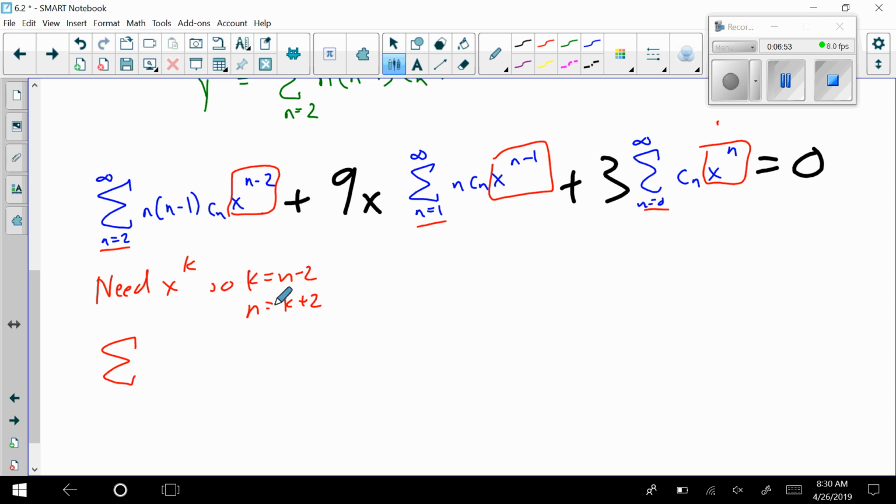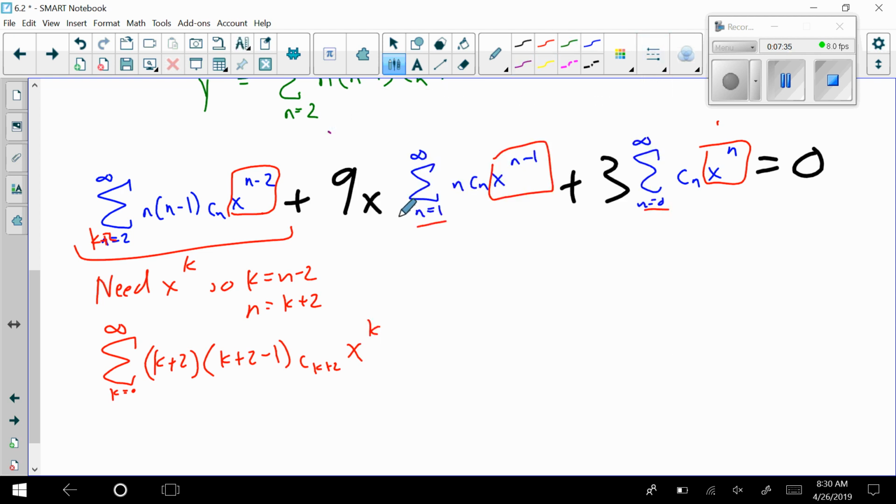Okay, the n becomes k plus 2, so it's k plus 2 times k plus 2 minus 1, c sub k plus 2, x to the k, right? And then if I do a little bit of work just right here, it's k plus 2, which means the new index for k will be k equals 0 to infinity. Okay, that's this first section, if I try to keep this slightly color-coded.